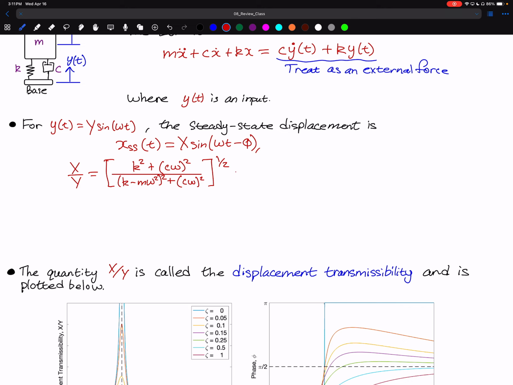This is then equal to, if we write it out using natural frequency, omega n squared plus the quantity 2 zeta omega n omega, that quantity squared, divided by omega n squared minus omega squared quantity squared plus the quantity 2 zeta omega n omega quantity squared, all that raised to the 1/2.